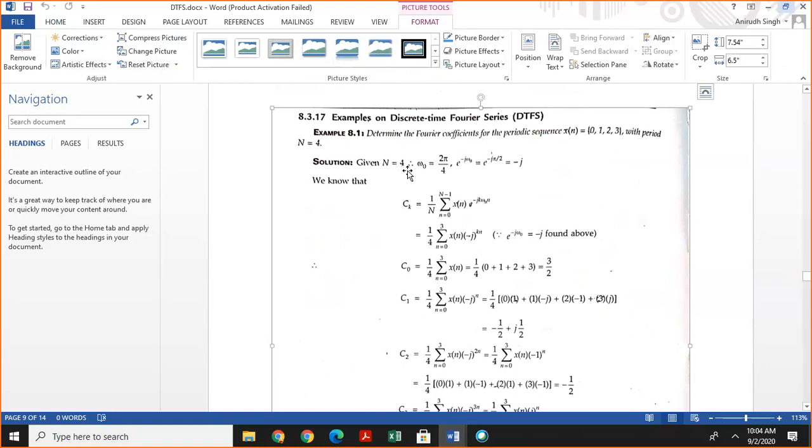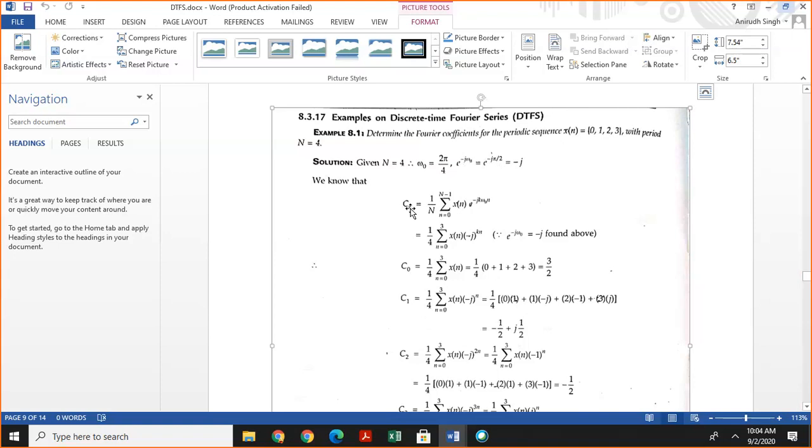So when N is equal to 4, omega naught is equal to 2 pi by N, and N is 4, so we get omega naught equal to pi by 2. We substitute this value in exponential minus j omega naught, which is equal to exponential minus j pi by 2, and exponential minus j pi by 2 is equal to minus j, because cos pi by 2 is 0 and sin pi by 2 is 1. So this is equal to minus j.